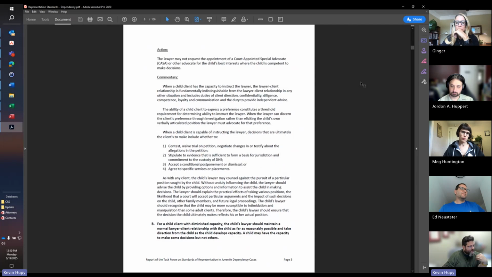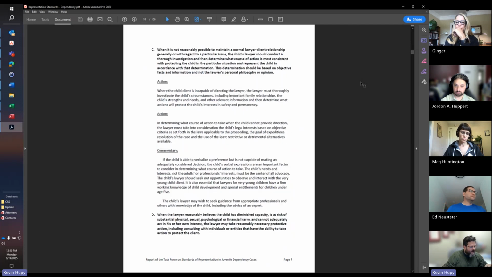If they don't have decision making capacity, the B part of the first standard says you try to do as much as you can and give them that option. And then each of those has different commentary and actions as you go through.